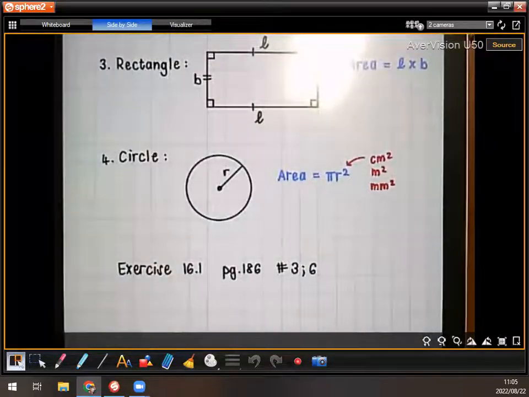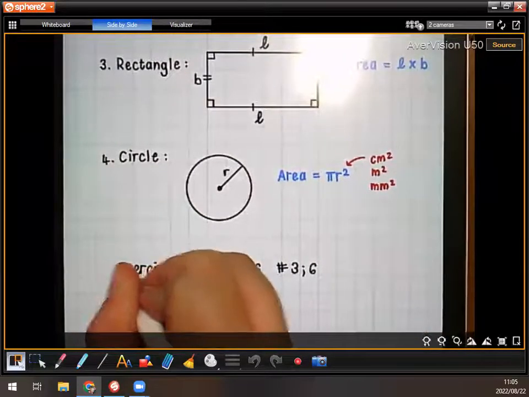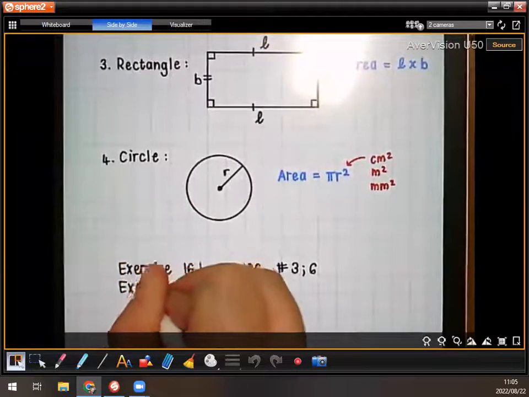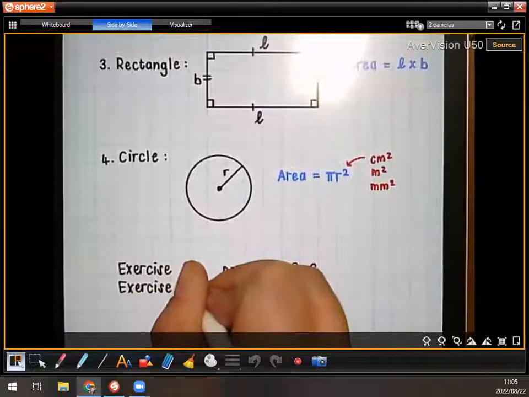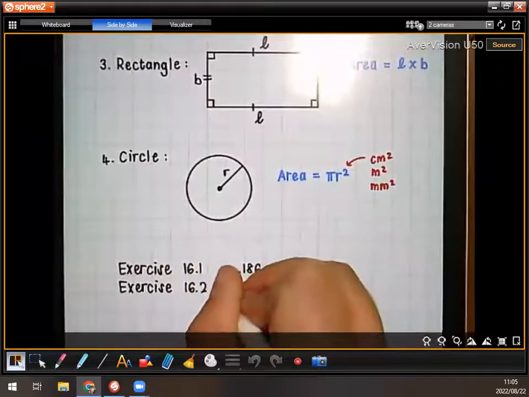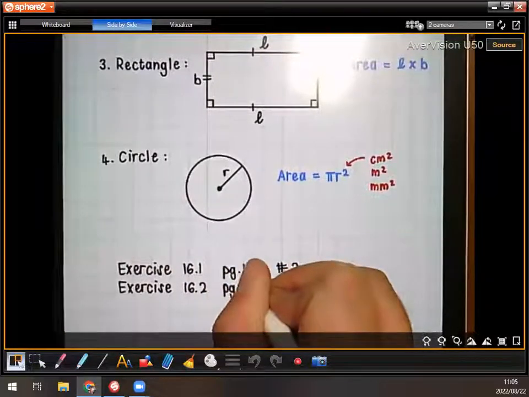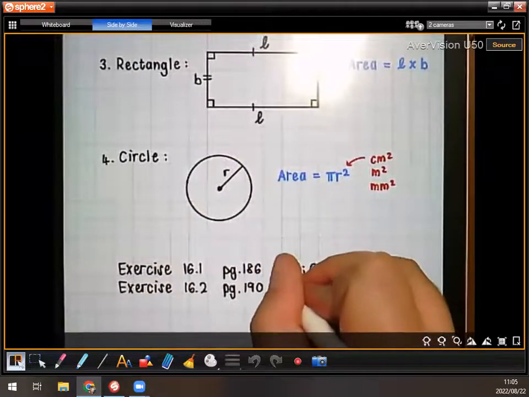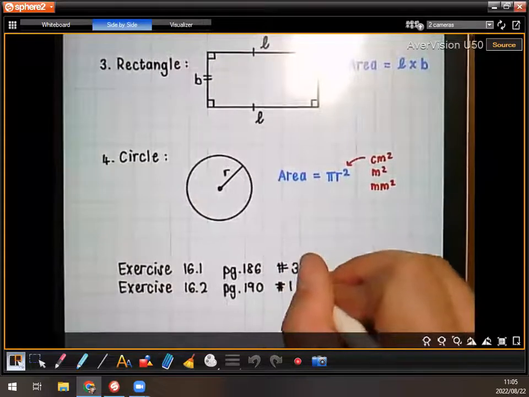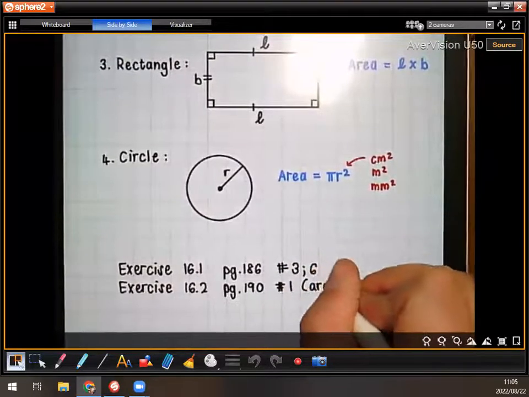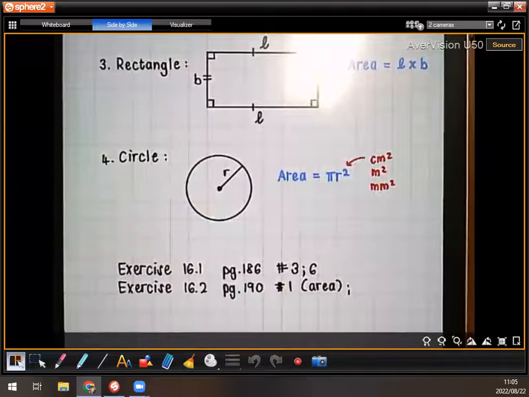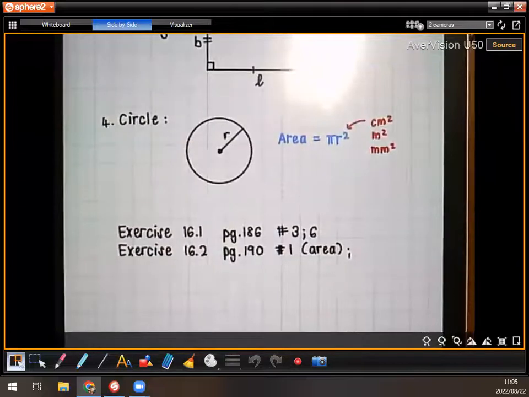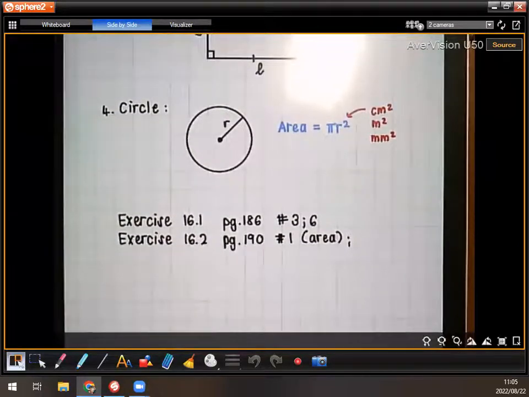Then I would also like you to do exercise 16.2. Sorry, there's multiple exercises, but each exercise is very short, so I have to kind of pick and choose. Page 190. Now for number 1, we've already done the perimeter, guys. Now you're going to do the area for number 1. That's the one that we just marked. But we just calculated actually the circumference, so I would like you to find the area there.